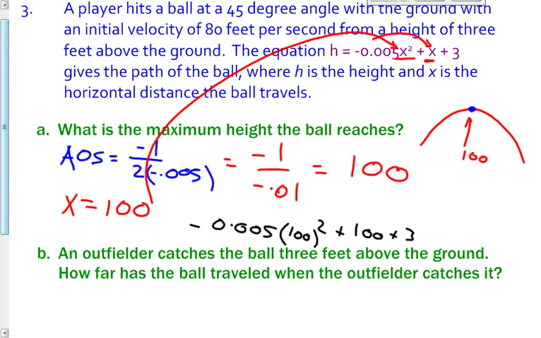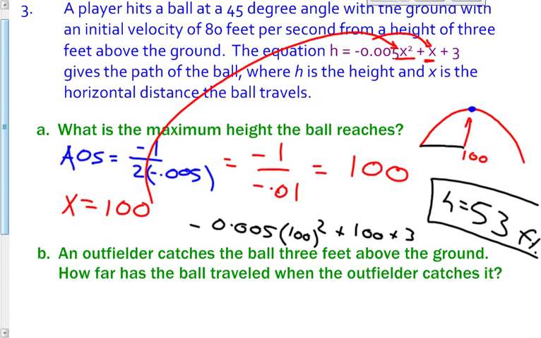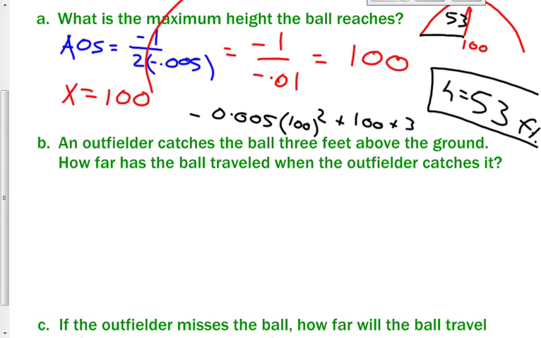When you put this into your calculator, I trust that you did this on your own, you got 53 feet. 53 feet is my y value, or actually my h value. H equals 53 feet. So when my horizontal distance is 100, my vertical distance, or my height, is 53. So that answers problem number 8. What is the maximum height of the ball? It is 53 feet.